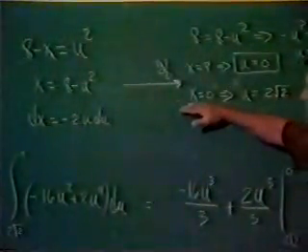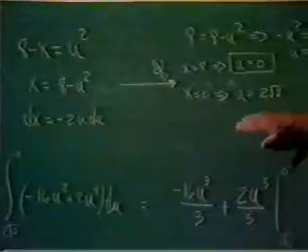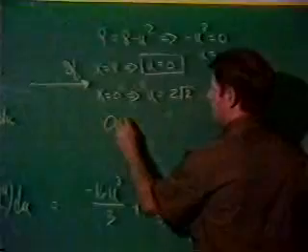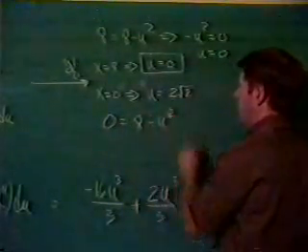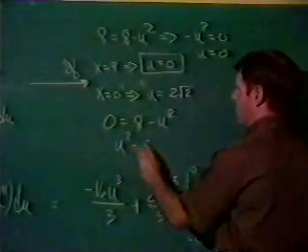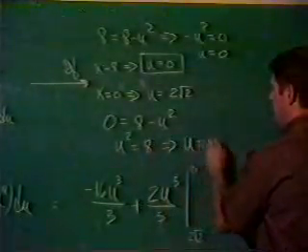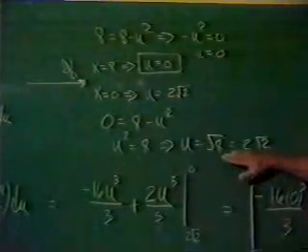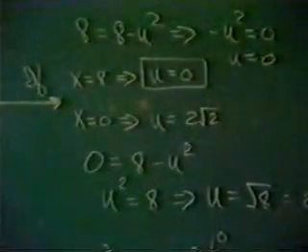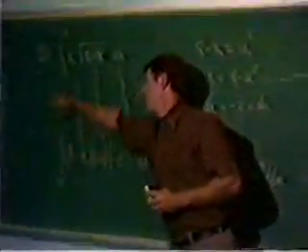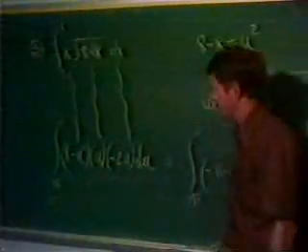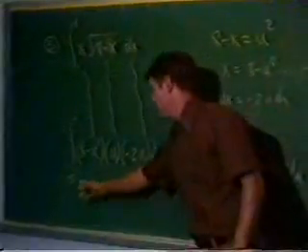When x is 0, that's our lower limit. Making the same substitution, we have 0 is equal to 8 minus u squared. That says u squared would be 8. And that says u would be the square root of 8, which is 2 times the square root of 2. So our lower limit would be 2 times the square root of 2. When x is 0, u is 2 times the square root of 2. Now, I have my new limits for u.